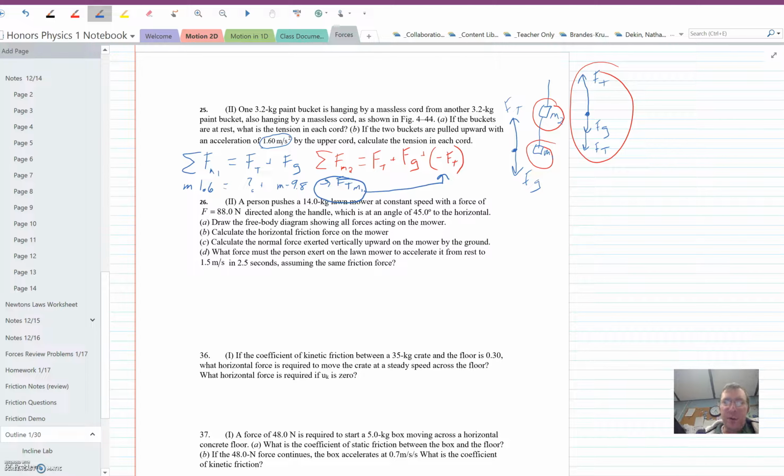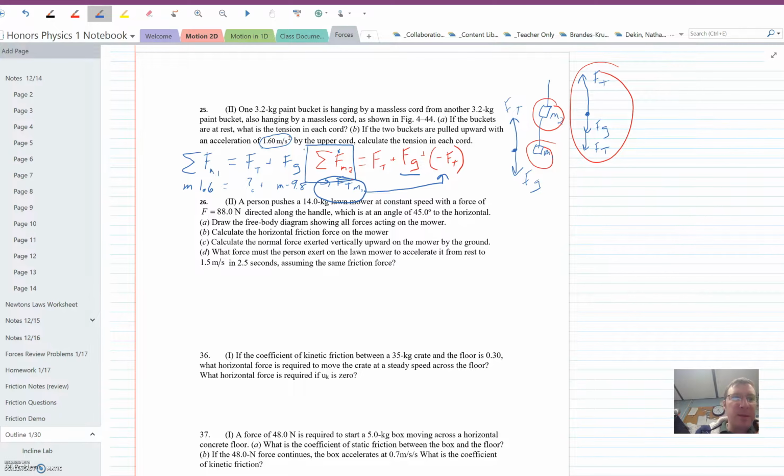So we've solved for the first tension force, which we can plug in. Mass times 9.8 we can do. Up here, this one, mass times our acceleration to get our net force over here. This time you are accelerating both buckets.